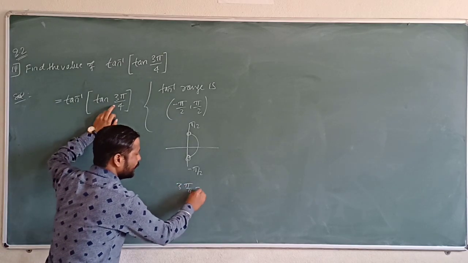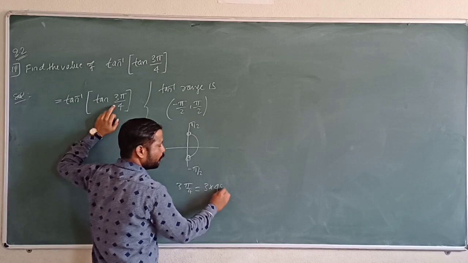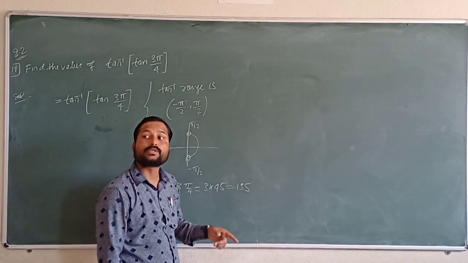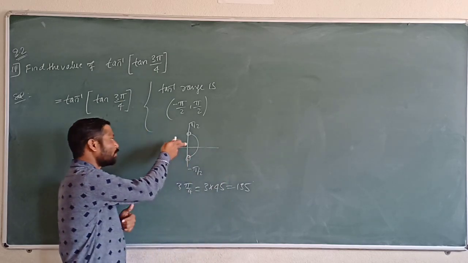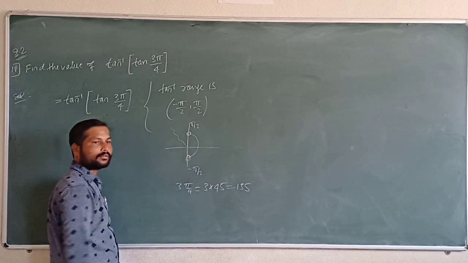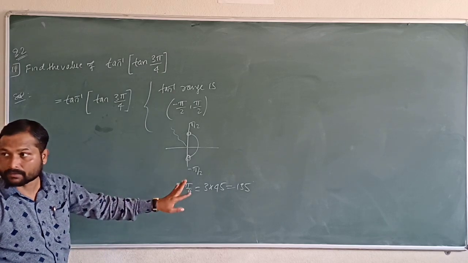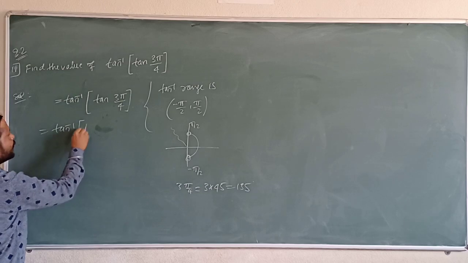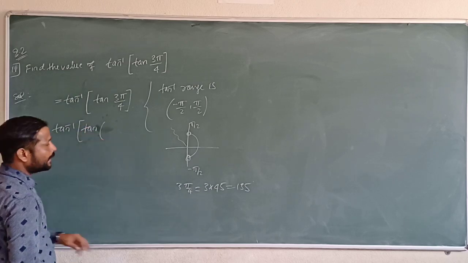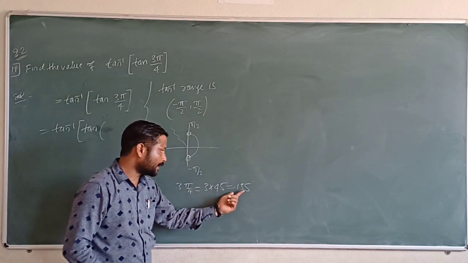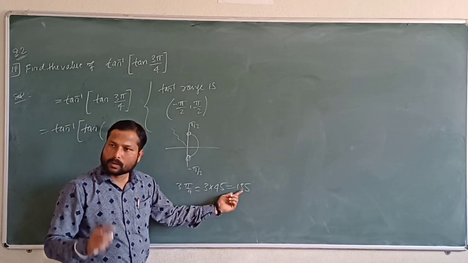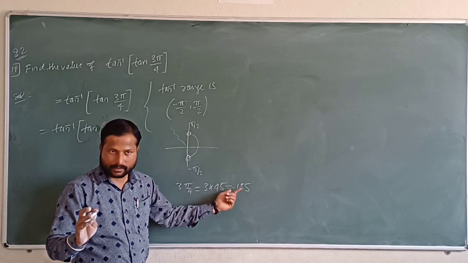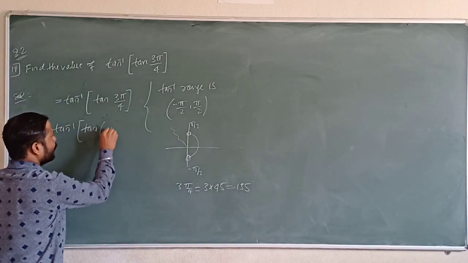3 pi by 4 means 3 into 45, which becomes 135 degrees. It is outside the range, so we go straight to the second quadrant. We need to bring it inside the range. Then tan inverse of tan of 135: how does 135 degrees come? 180 minus 45 is 135.